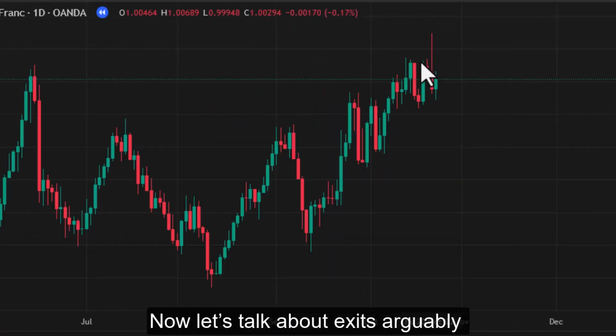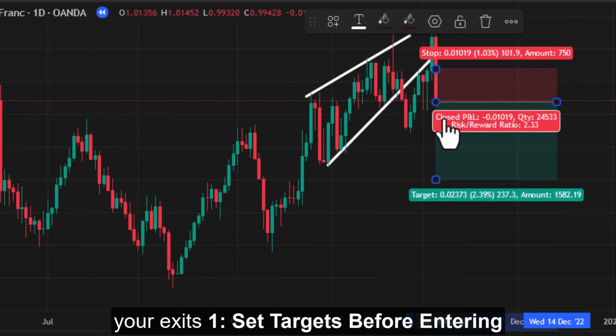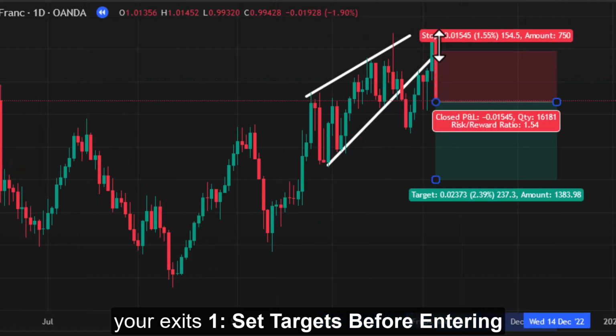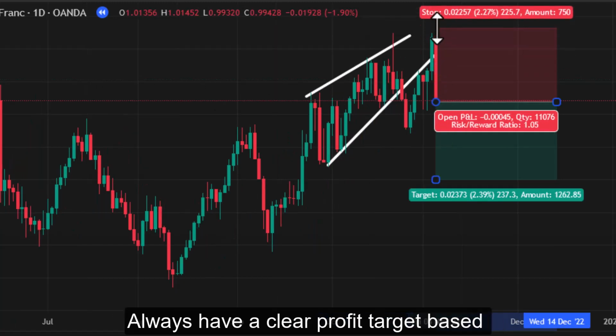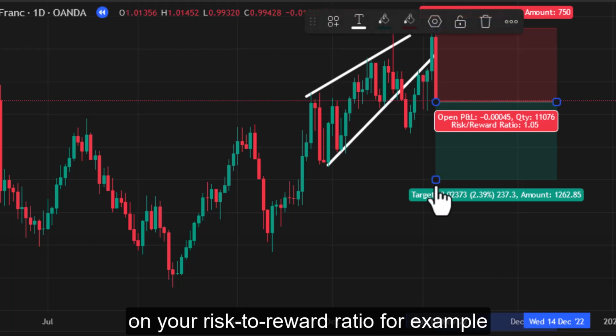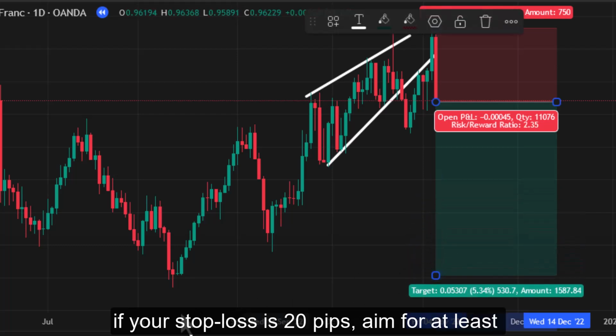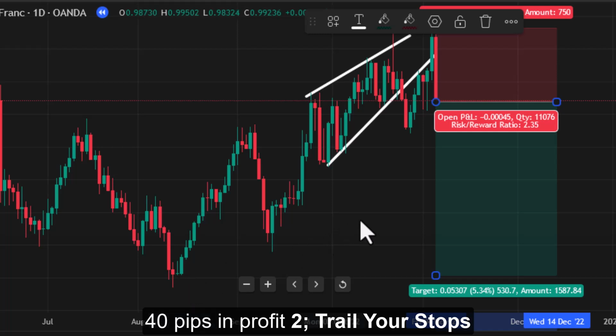Now, let's talk about exit, arguably the trickiest part of trading. Here's how you can master your exit. One, set targets before entry. Always have a clear profit target based on your risk to reward ratio. For example, if your stop loss is 20 pips, aim for at least 40 pips in profit.